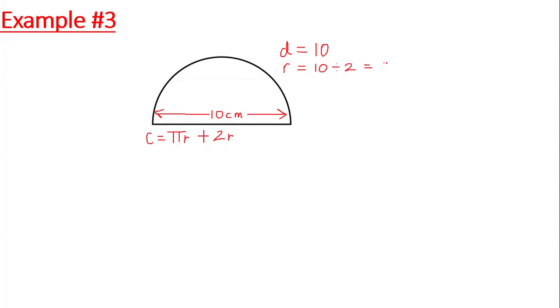All right, write this down in your book, please. It's the last example before we go to the quiz. And so we have that C, the circumference, is equal to pi, which is what? 3.14. Multiplied by the radius, which is what? What's the radius? 5.